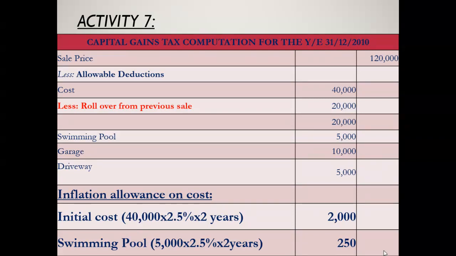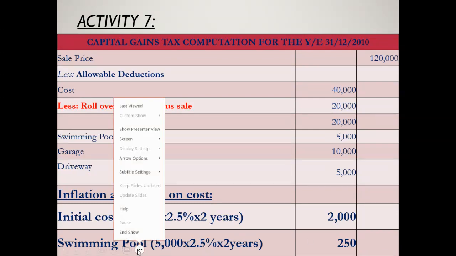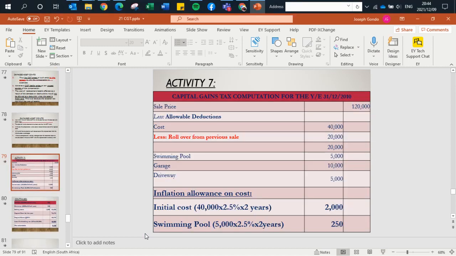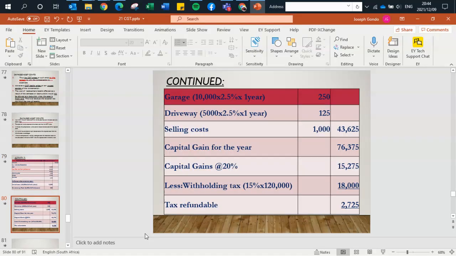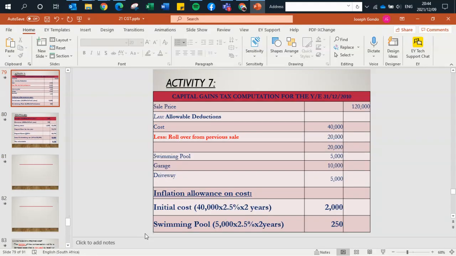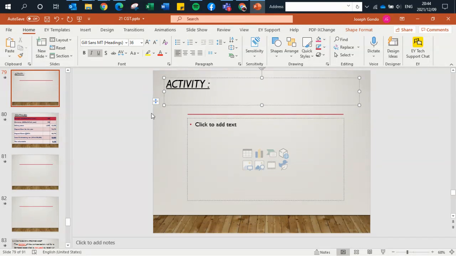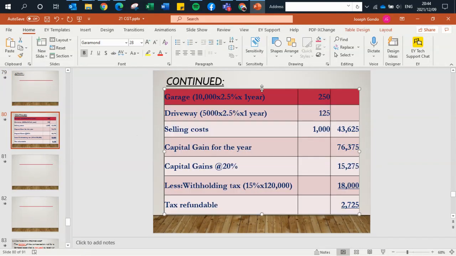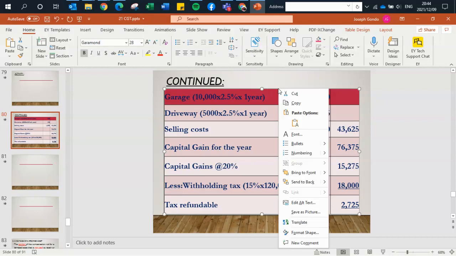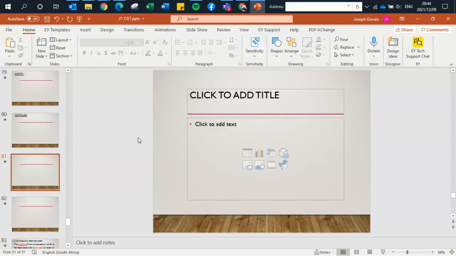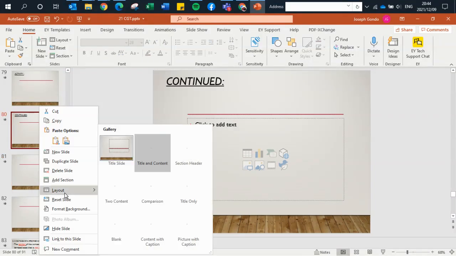Let me see what this slide is saying. Looks like it's saying nothing. Capital gains tax computation for the year 2020. We need to move this slide, it is no longer 2010. It is now 2021. Seven years. What are these slides doing?